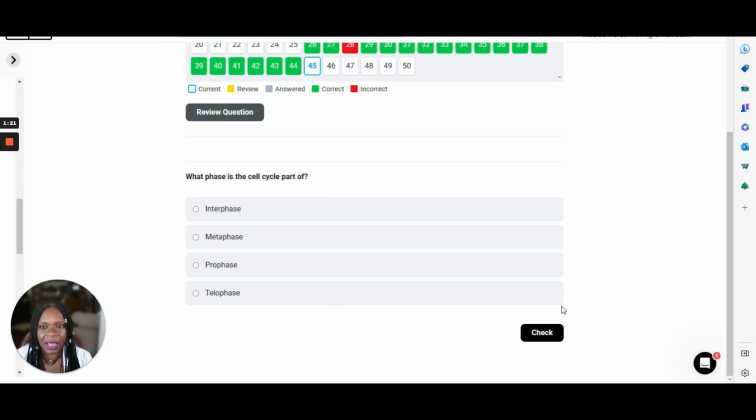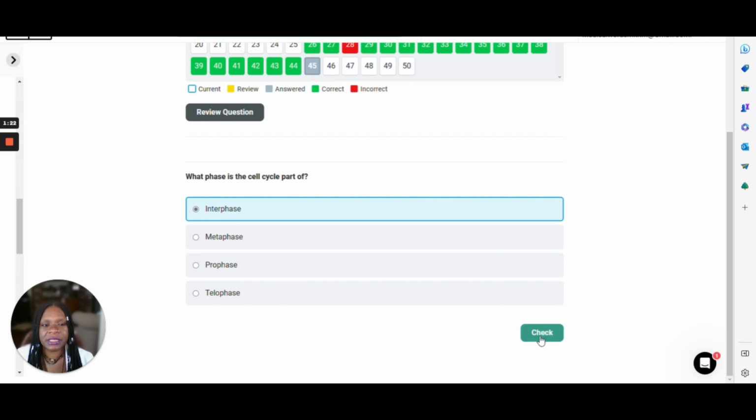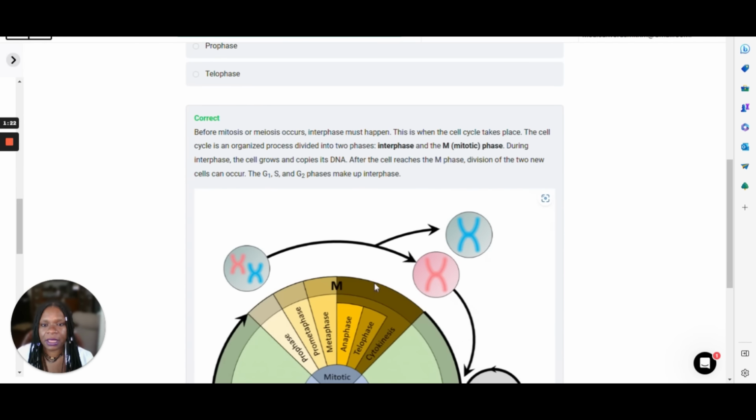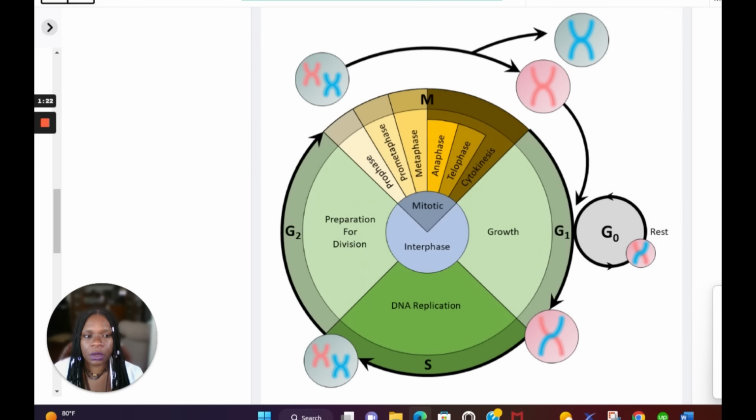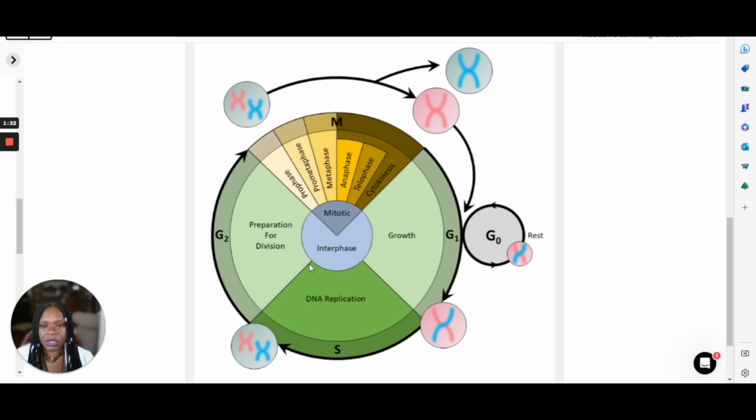Question number 45. What phase is the cell cycle a part of? Is it interphase, metaphase, prophase, or telophase? The cell cycle, when you have the gap 1, gap 2, you have the S phase, that's going to be part of the interphase of the cell. And here we have it right here. Growth, we have G1, growth, DNA replication or your synthesis phase. Then you're preparing for division, which is your gap 2 phase. So interphase is going to be all these three with the exception of that.